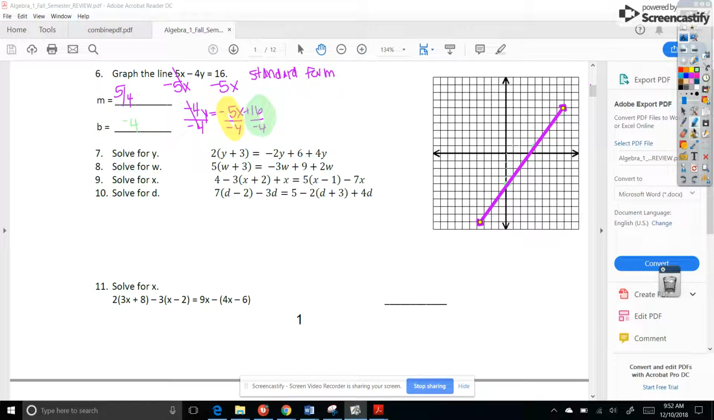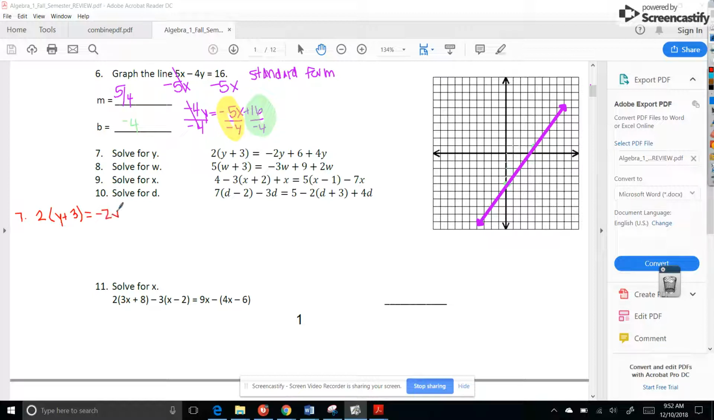All right, 7, 8, 9, and 10. I really don't have room right there, so I'm going to write number 7 over here. Okay, it says solve for y. So I have 2 times the quantity y plus 3 is equal to negative 2y plus 6 plus 4y. Okay, first, distribute. Distributing my 2 gives me 2y plus 6.